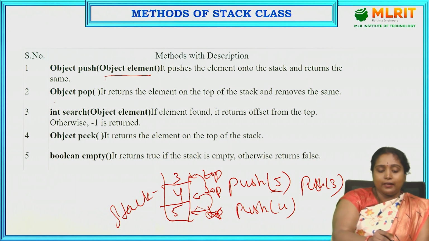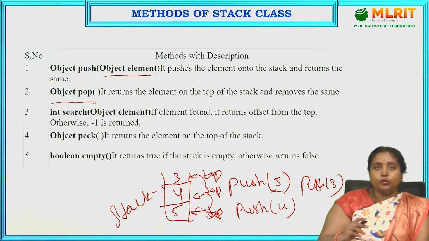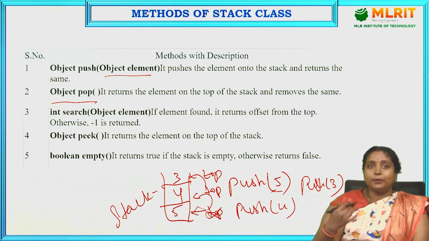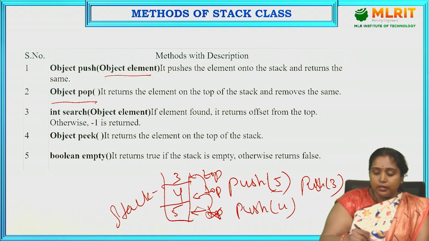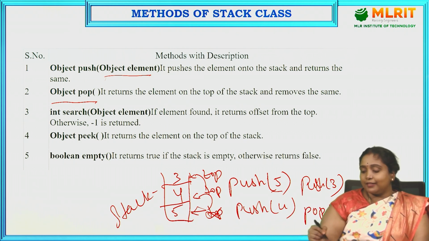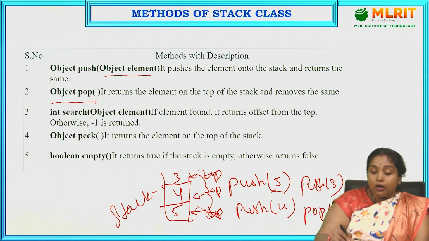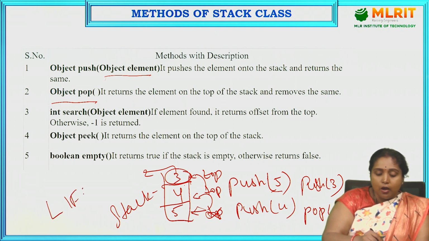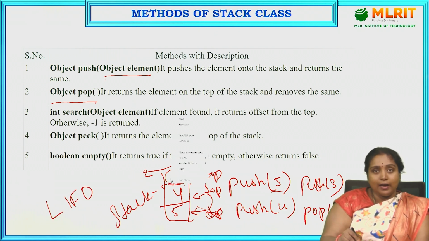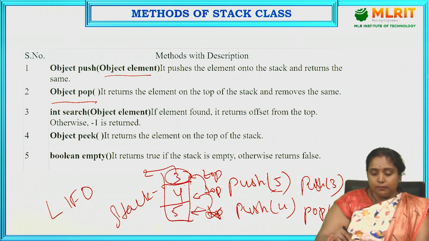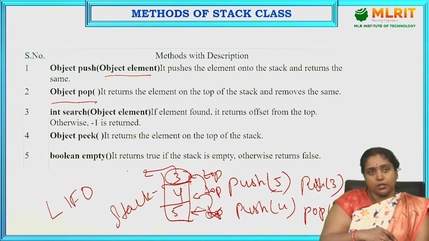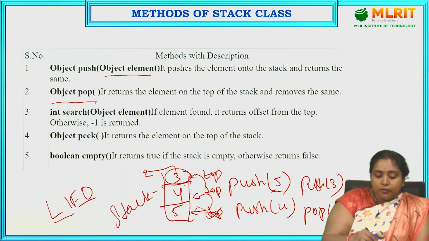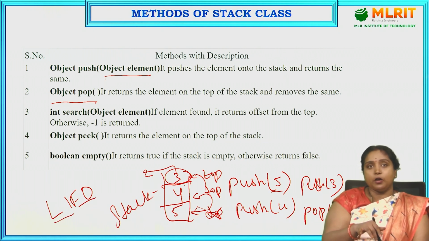Now coming to the second method, pop. Pop is a method which is used to delete an element. You can't delete a specified element. Whenever you give the instruction pop, the data which is present at the top of the stack will be removed first. That's why it is called last in first out. Whatever last inserted value has been pushed inside will be popped out. So whatever is last inserted will be first out, which is nothing but popped out first.